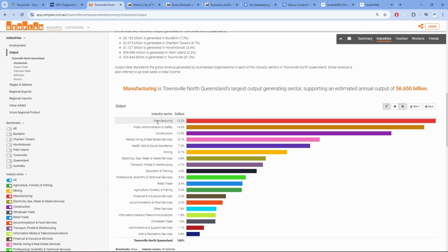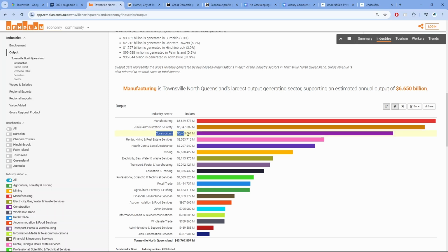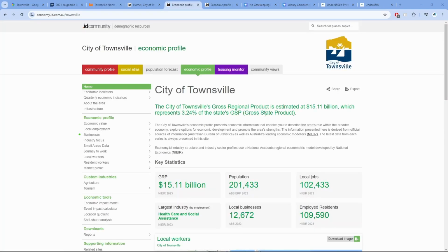But in terms of the economic output, we can see that manufacturing actually puts out the most amount, followed by public administration, then construction, and healthcare is down in 5th place. So that's also something I like to cross-reference. So I hope you're following along so far.